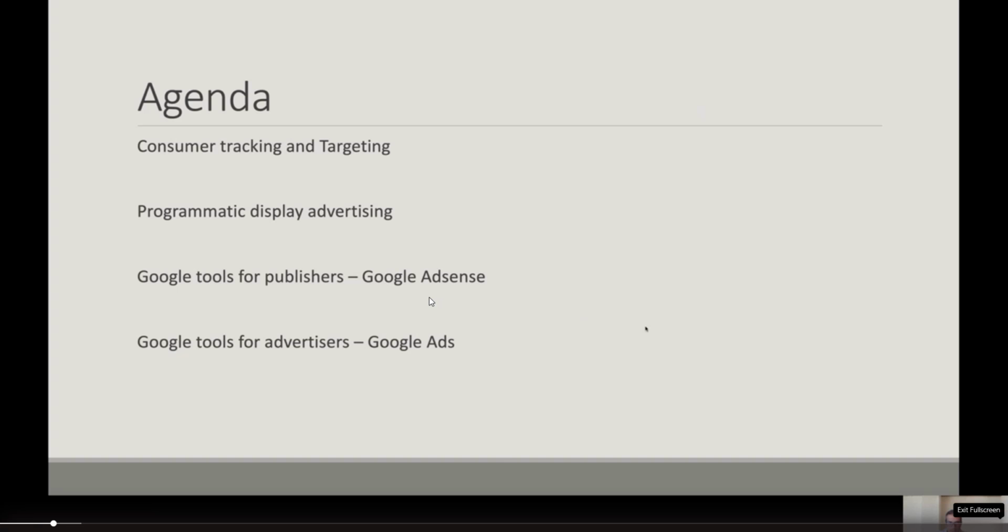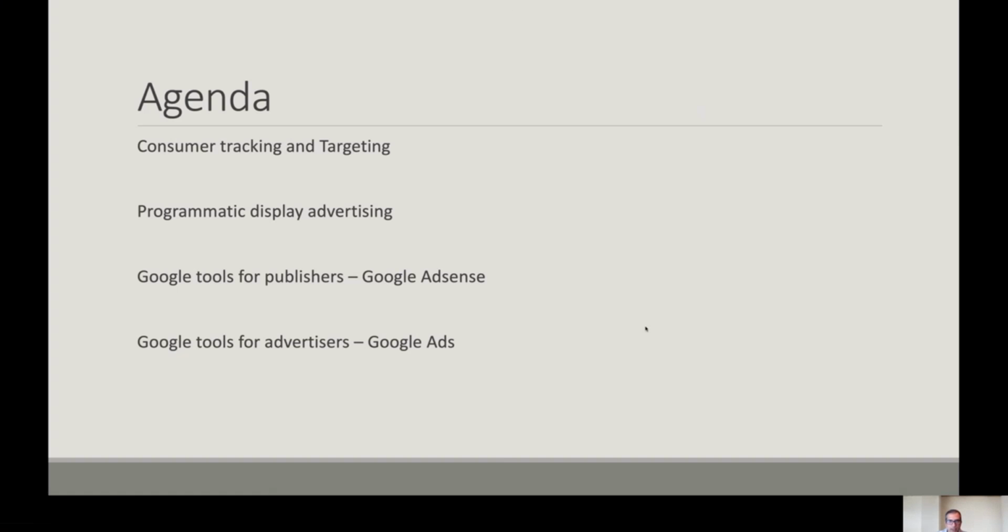interested in targeting, right? We are also going to start introducing the Google tools which are used by advertisers to set up their advertising campaigns, right? So to that end, we will introduce the Google tool which is called Google Ads to you today.